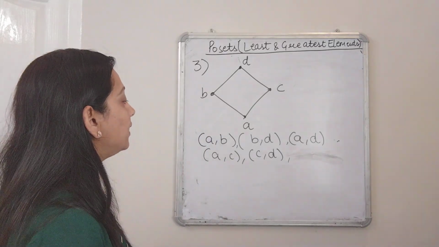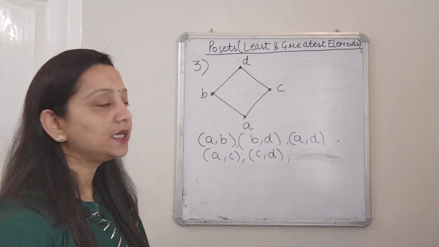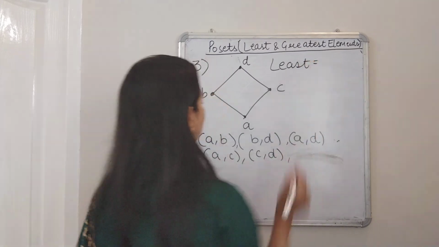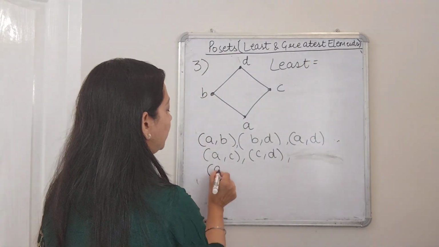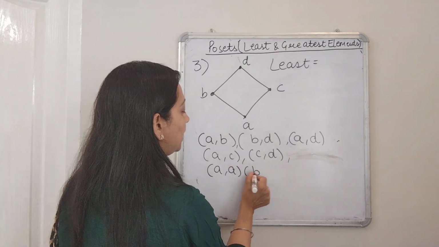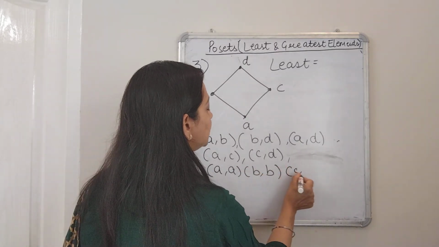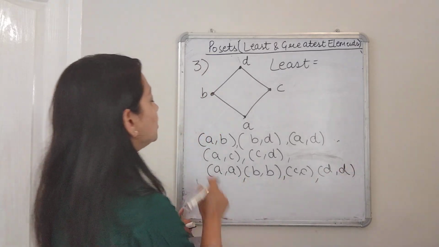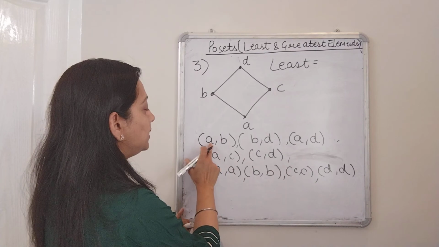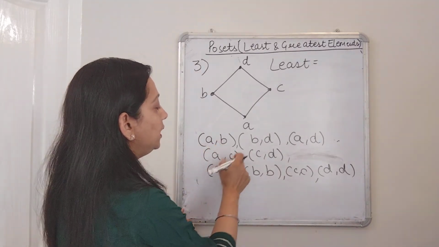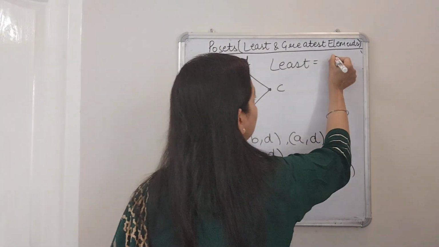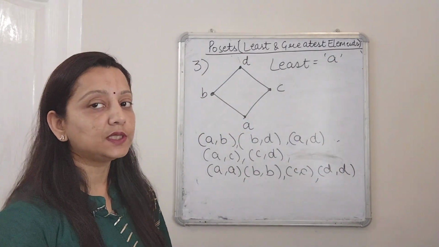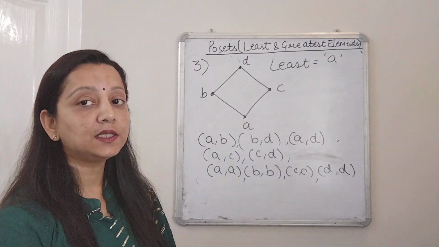Now let us see if we have any minimal or least or greatest element here. So if I talk of the least element, A, of course we cannot forget the reflexive pairing AA, BB, CC and DD. Okay, so A is related to B, A is related to D, A is related to C. So therefore I can clearly see that A is one such element which is related to all elements of the set. Hence I can say that A is the least element here.